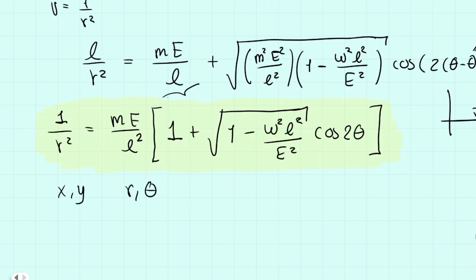So that means that the isotropic harmonic oscillator represents a motion that makes an ellipse as an orbit, okay? So that is the first goal of the video. We just found a relation between r and theta, okay?